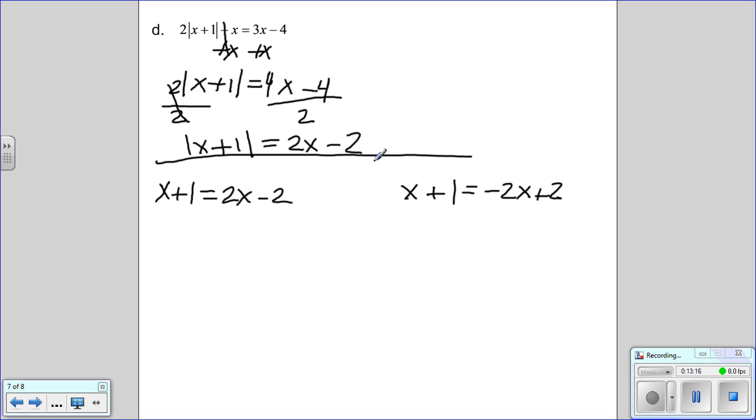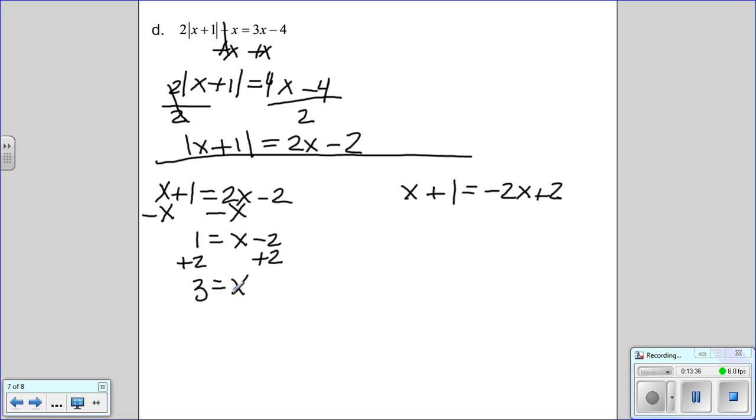Okay, now we solve. So subtract x on both sides in this first case. 1 equals 2x minus x is x minus 2. Now let's add 2 to both sides, and we get x equals 3. We're going to check that later to see that it works.